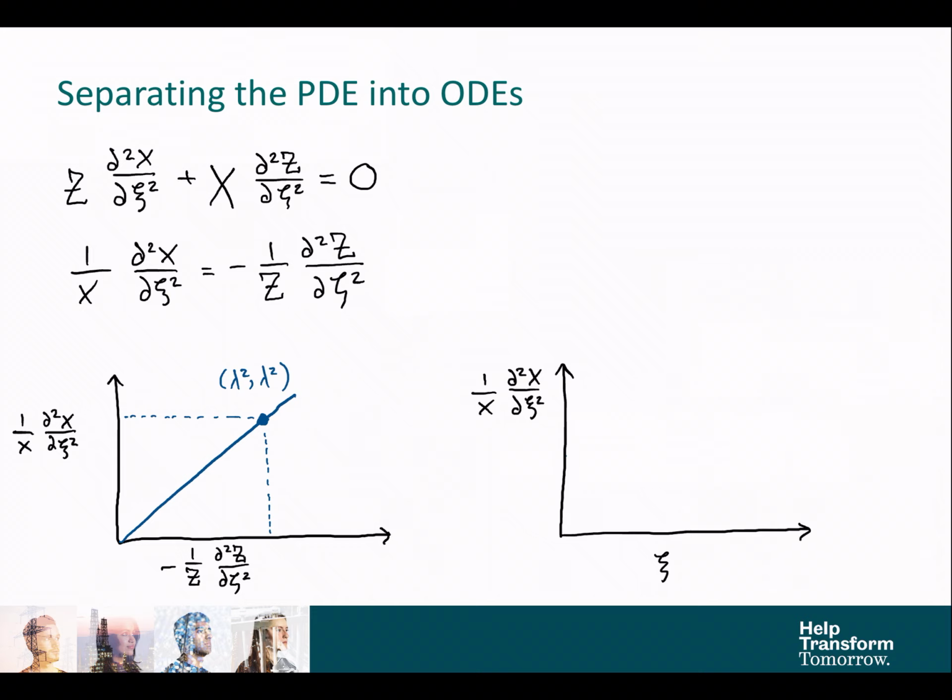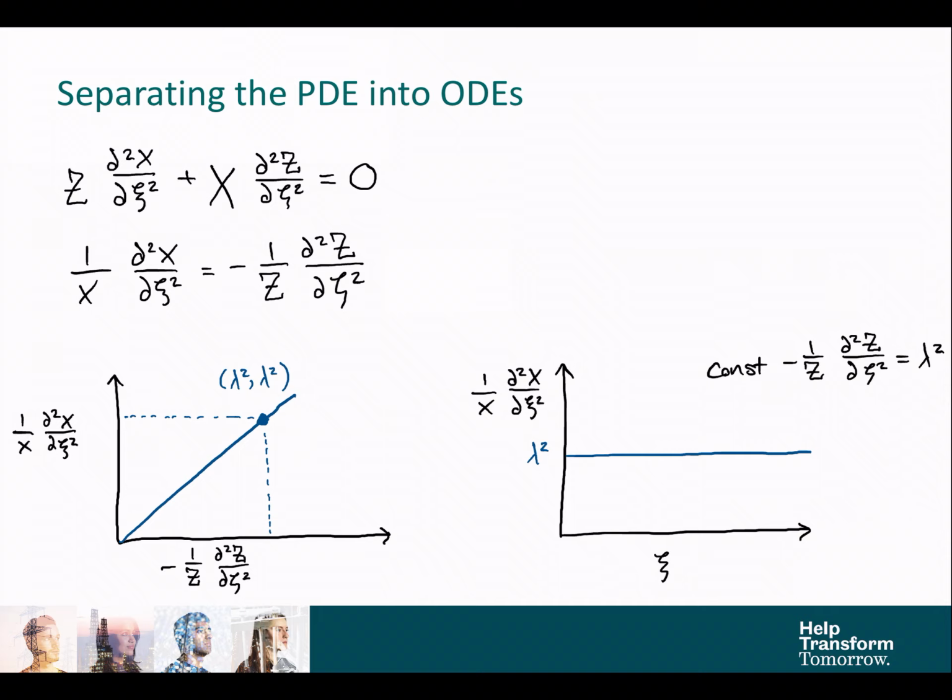Now, if we choose to plot the left-hand side of the equation versus its variable xi, we have to hold the right-hand side of the equation constant. And so we know when the right-hand side of the equation is constant at lambda squared, that the left-hand side of the equation has to equal lambda squared too. So for any value of xi we choose, that equation, 1 over X d squared X d xi squared, has to equal lambda squared.